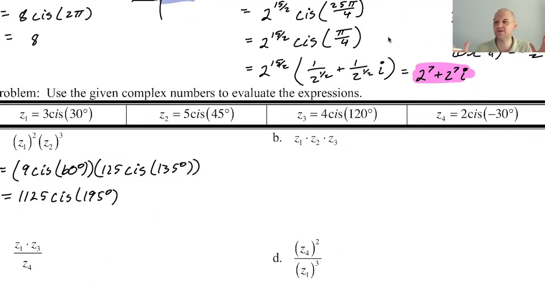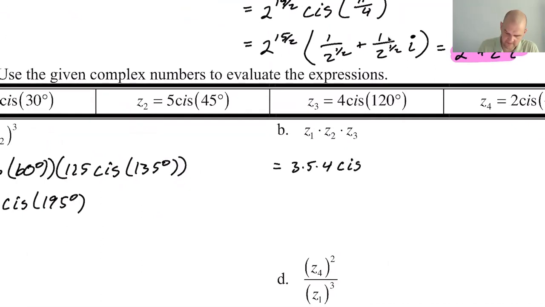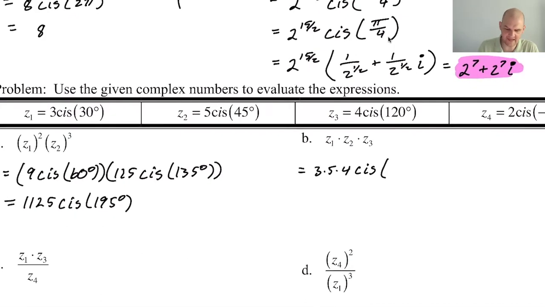All right, z1 times z2 times z3. When you multiply complex numbers, you multiply the moduli and you add the arguments. So I'm going to first just deal with multiplying the moduli. z1 gives me a 3, I get a 5, and a 4. So 3 times 5 times 4, cis. When I multiply, I add the arguments. If I was just doing z1 times z2, it would be 30 plus 45, which is 75. Then I multiply that new complex number by z3, so I just add that argument. So it's 75 plus 120, so 195.